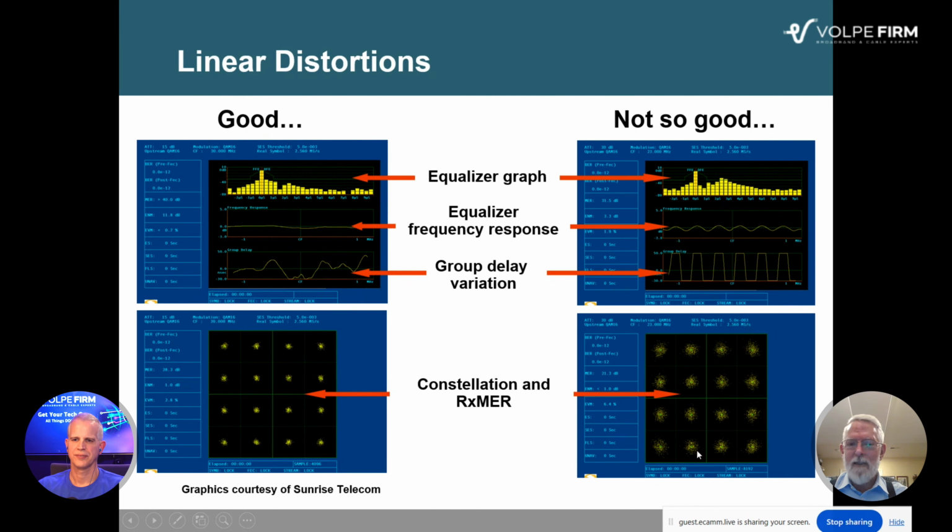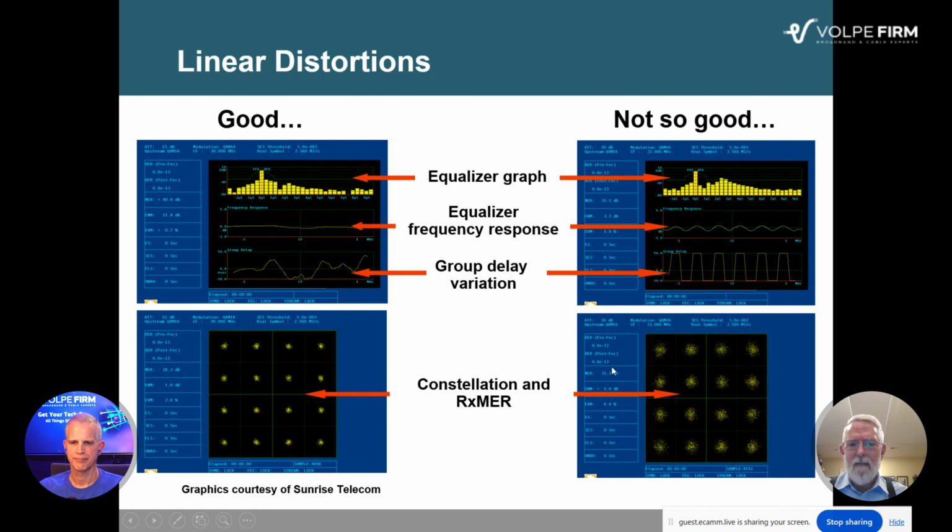And then you look at the Constellation display. This is in the upstream. This is from a real cable system that I visited years ago. Symbols are spread out, which suggests low RxMER. And you look over here, 21 dB. Yep, not good.